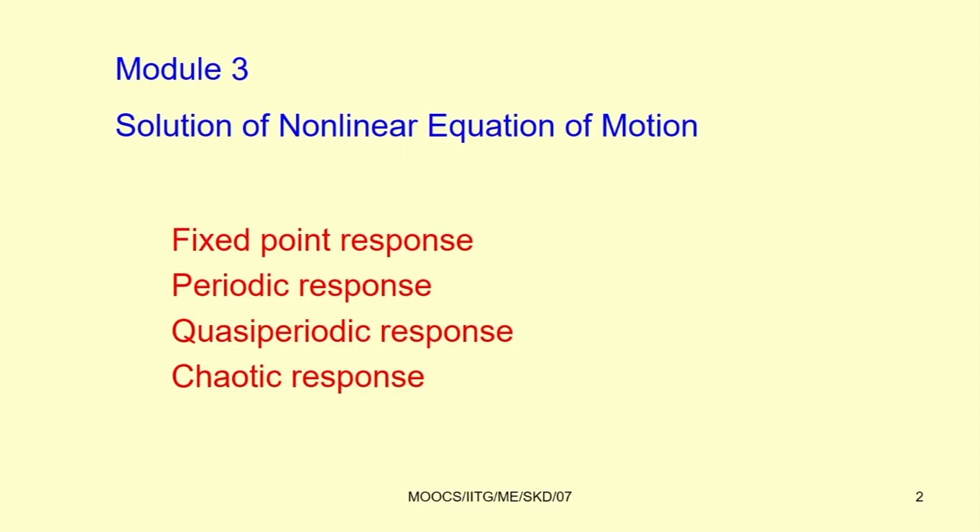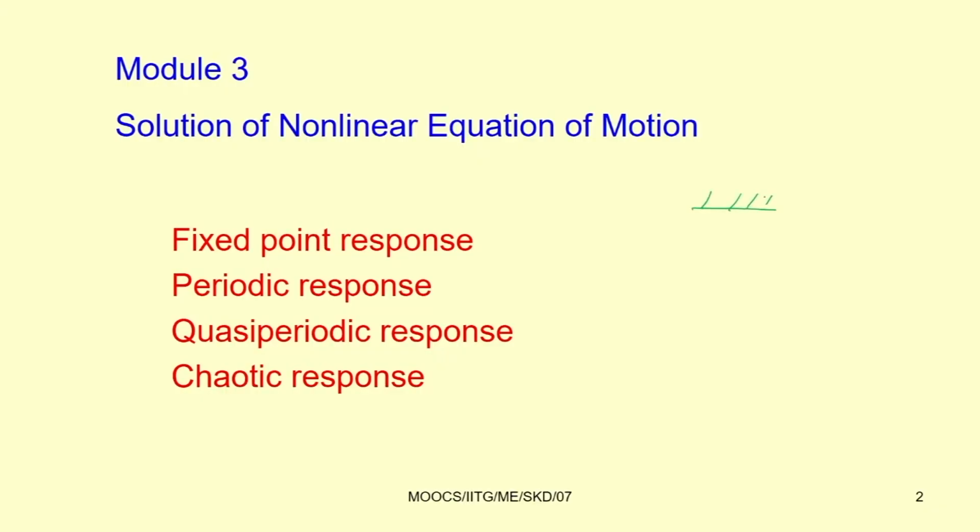By solving the differential equation, we can get different types of response in a vibrating system. For example, take the motion of a simple pendulum. If it is disturbed, brought to this position and released, then at this end point it has maximum potential energy and kinetic energy equal to 0. So its velocity is 0 at this position, and as the velocity is 0, it is not moving upward.